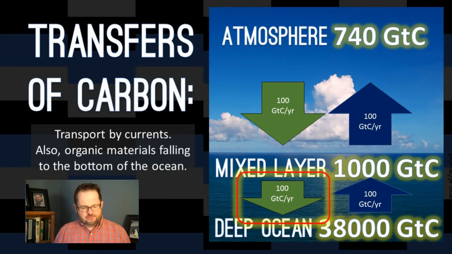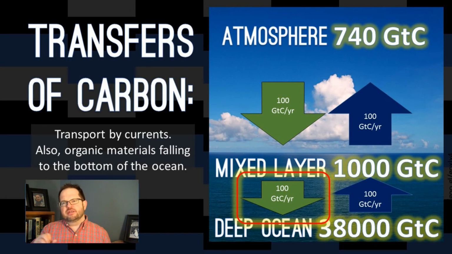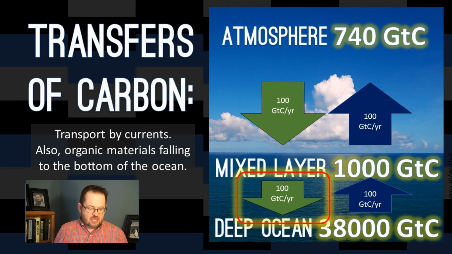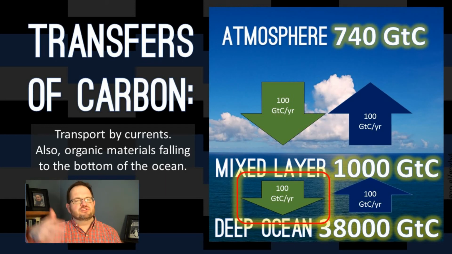But what about the deep ocean? How do we get carbon from the mixed layer down into the deep ocean? It seems to be happening, curiously, at about the same rate, about 100 gigatons of carbon per year. This is partly just transport by ocean currents that are taking water from near the surface, and the carbon dioxide that's in that water, and taking it down deeper in the ocean. But it's actually more about organic molecules falling to the bottom of the ocean.